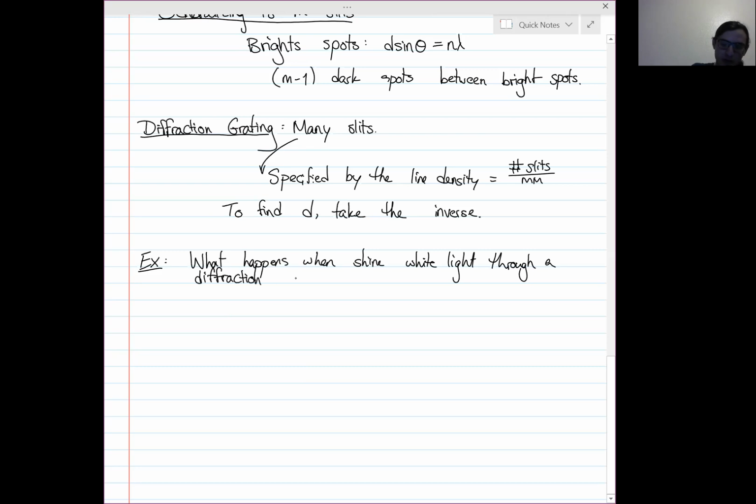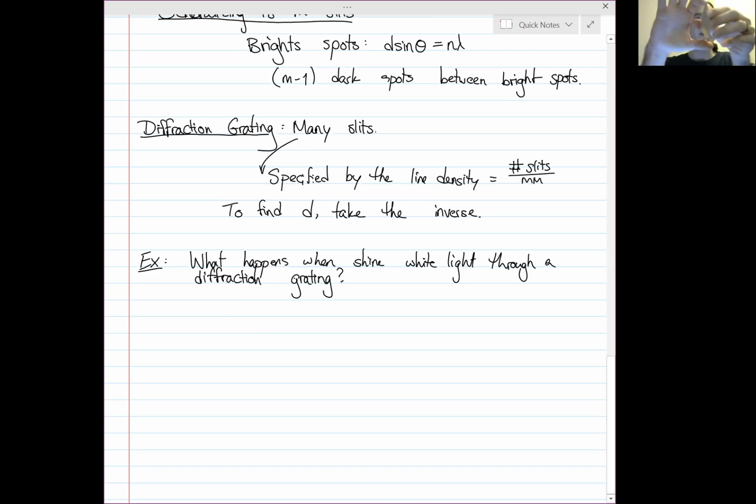Now, I would like to show you what happens. Unfortunately, I don't have an actual diffraction grating. What I have is a piece of a CD that I cut up. A CD almost works like a diffraction grating. In particular, there's a reflective bit that's silver. That's what you guys are seeing.